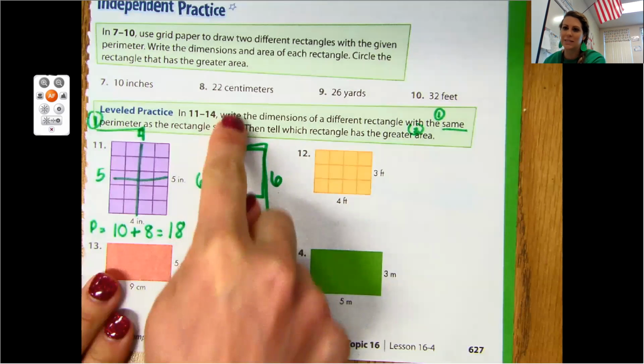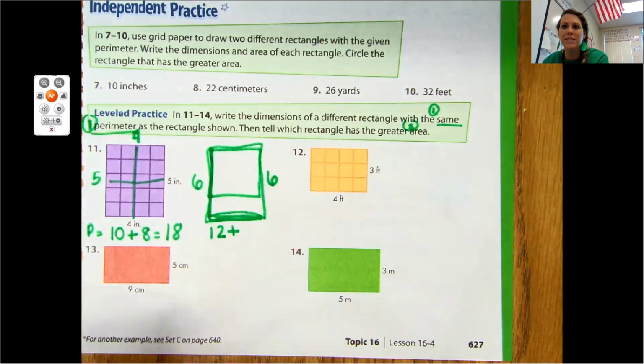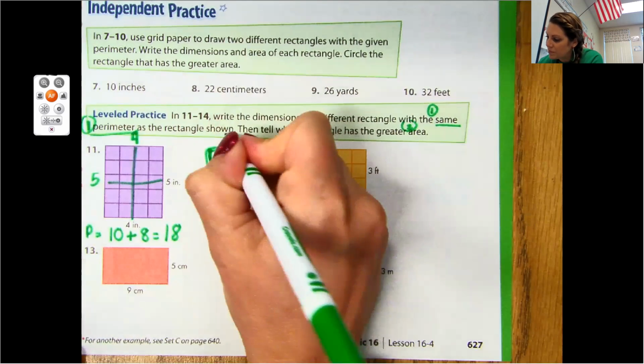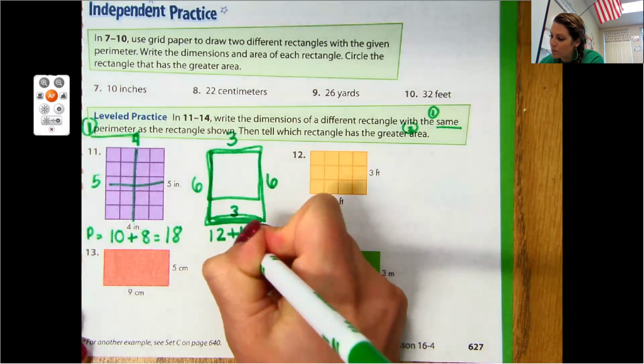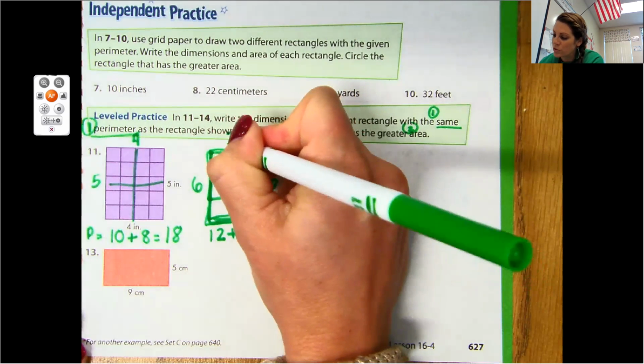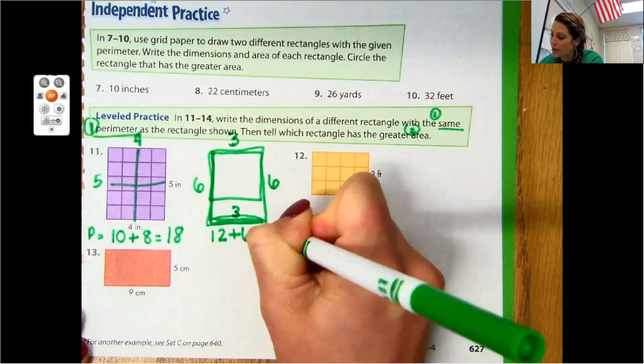So we can't put 6 and 6, but if we were to split up 6, how could we split up 6? Can we divide 6 divided by 2 sides? What is 6 divided by 2? Or what plus what equals 6? 3, right? So now 12 plus 1, 2, 3, 4, 5, 6 is also going to equal 18.